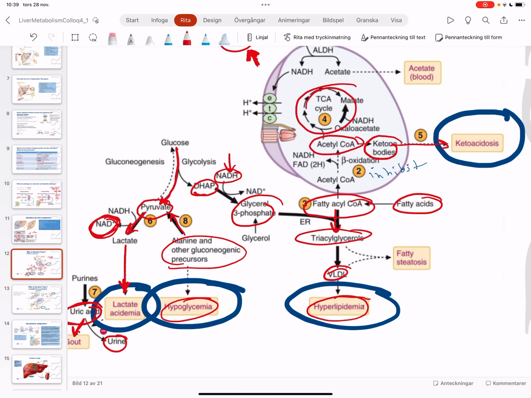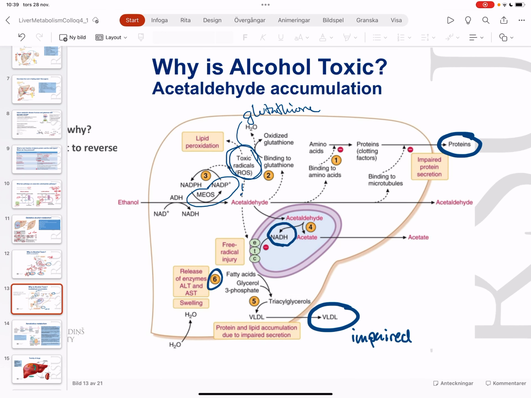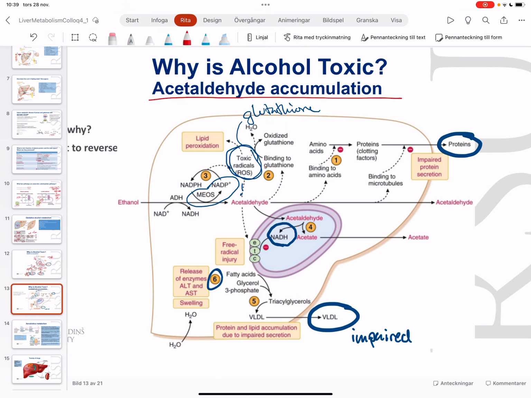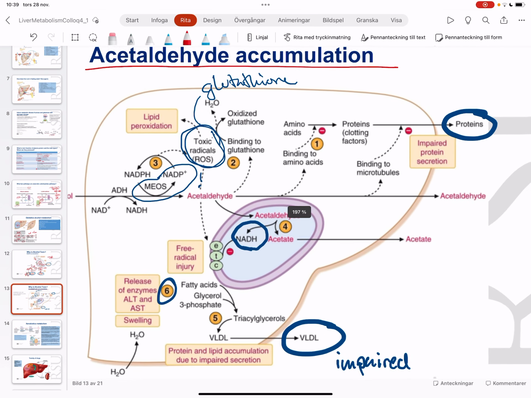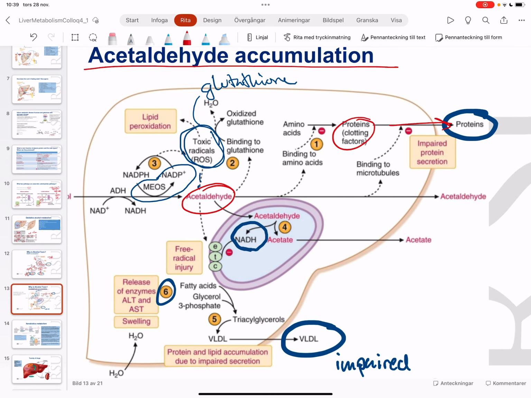They will be stored into VLDLs, and therefore we will get hyperlipidemia. And then why is alcohol toxic? So, the acetaldehyde accumulation. Acetaldehyde is highly toxic, and it will form Schiff-base adducts. And these Schiff-base adducts will want to steal electrons from proteins. And by doing that, certain proteins will not be able to be functional, or they will not be able to be excreted out. So that's one thing that acetaldehyde can do.